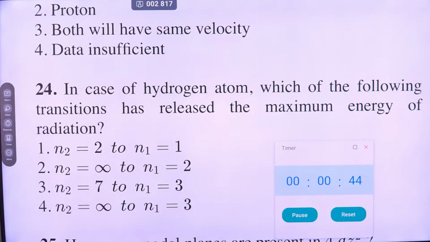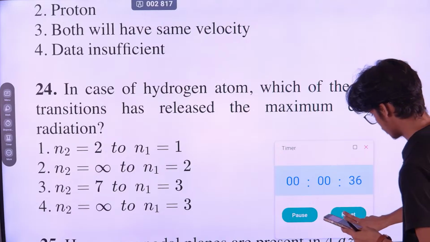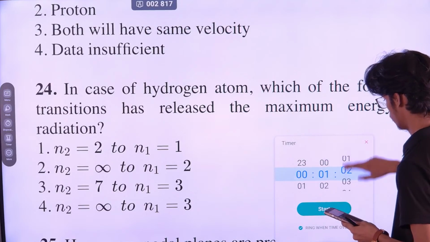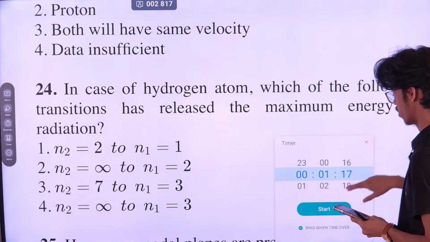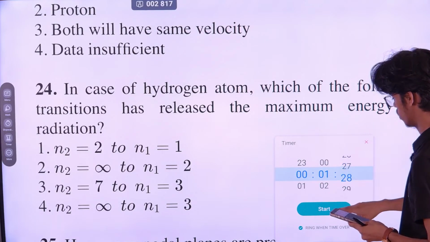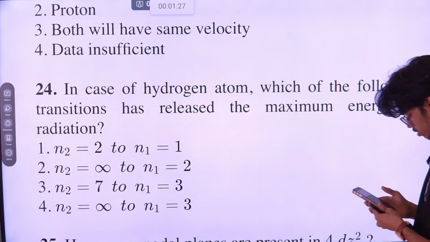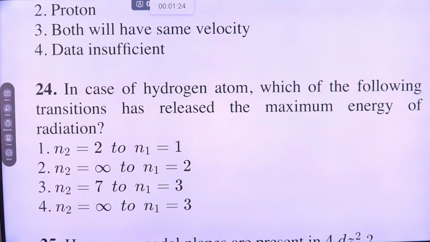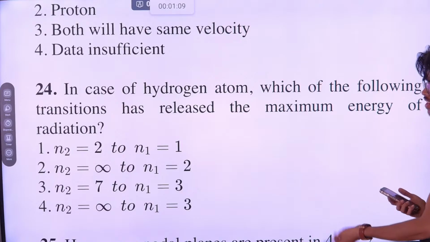In case of the hydrogen atom, which one of the following transitions has released the maximum amount of radiation, okay. Wait, this question is actually more calculative, but if you understand a little of the concept, it's not much calculative. I'll give just 1 minute and 30 seconds for this question. Guys, answer. This question looks very tempting for some other options rather than the right option.